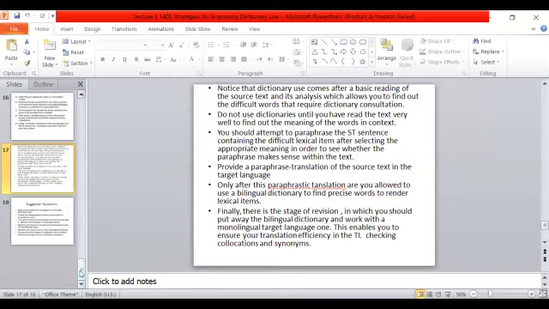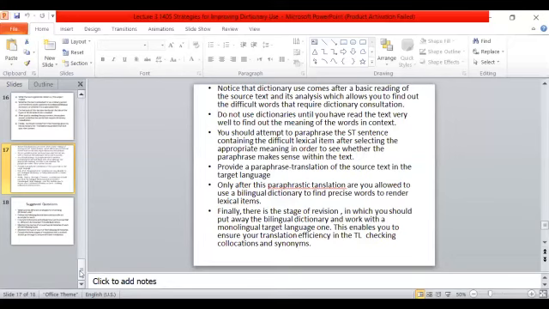So when you read the source text very well, you understand first the meaning of the words that you know already, and then you decide on the meanings of the words that you know but you are not particularly sure of, and words which you do not know at all. You should attempt to paraphrase the source text sentence containing the difficult lexical item after selecting the appropriate meaning, in order to see whether the paraphrase makes sense within the text. Provide a paraphrase translation of the source text. So you have to give a paraphrase translation of the source text into the target language. Only after this paraphrastic translation are you allowed to use a bilingual dictionary. So using a bilingual dictionary comes at a very late stage to find the precise word to render the lexical items that are difficult for you.